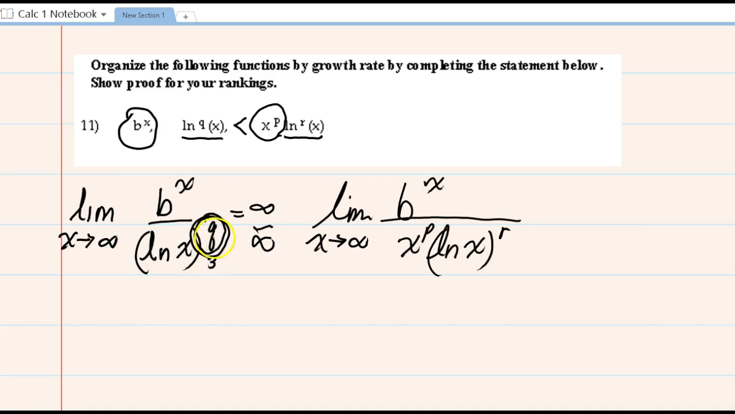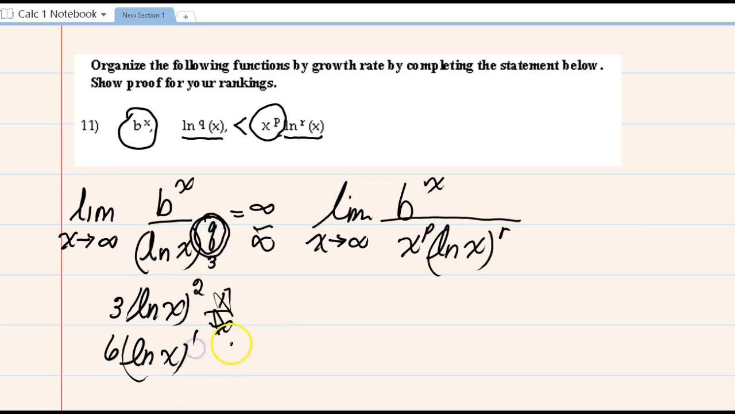So when we do the first derivative, we're going to have 3 natural log of x squared times 1 over x. And then when we take the derivative again, we move this to the numerator. We take the derivative again, and I'm going to have 6 natural log of x to the 1 times 1 over x, and this 1 over x is going to go to the numerator. And when I take the derivative again, I'm going to have 6 times 1 over x, because I'm just taking the derivative of natural log of x. And again, that's going to go to the numerator.